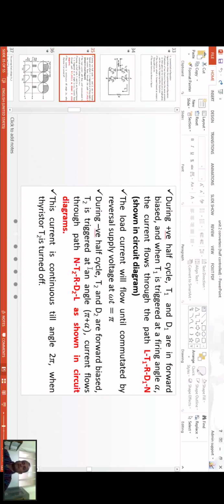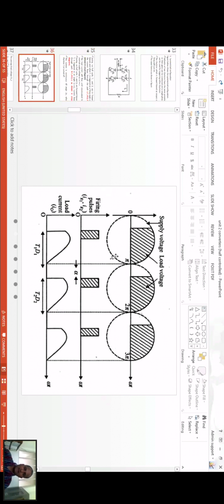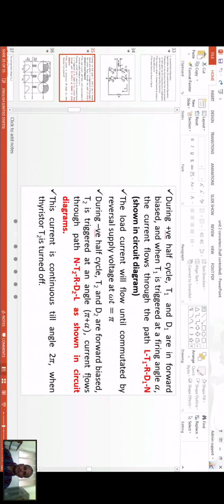During the negative half cycle, T2 and D2 are forward biased, and T2 is triggered at an angle pi plus alpha. This is pi, right? So it will be triggered at pi plus alpha, and then the current will flow in this way.